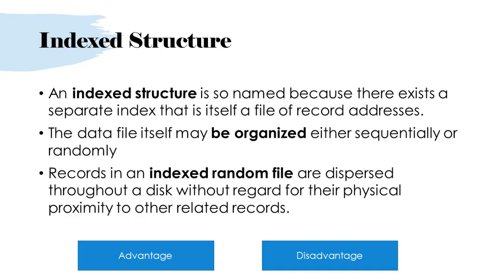Okay. The next is index structure. An index structure is so named because there exists a separate index that is itself a file of record addresses. The data file itself may be organized either sequentially or randomly. Records in an indexed random file are dispersed throughout a disk without regard for their physical proximity to other related records.